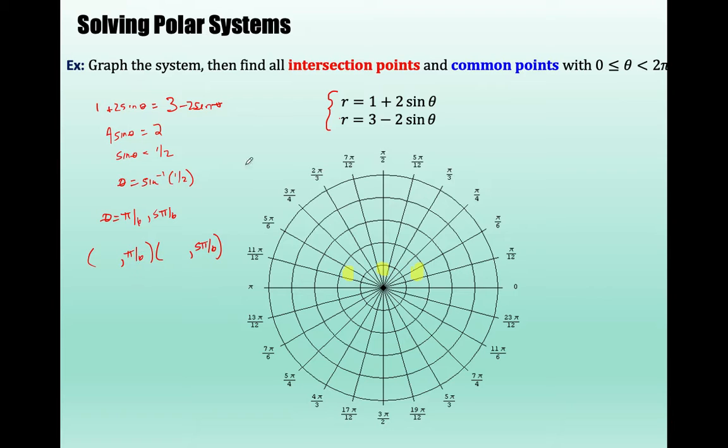What is the radius? We'll plug in pi over 6 to either equation and you're going to get the right radius. Pi over 6, sine of pi over 6 is 1/2. 2 times 1/2 is 1. 1 plus 1 is 2. Sine of 5 pi over 6 is also 1/2. 2 times 1/2. Or if I put it here, pi over 6, 1/2, 2 times 1/2 is 1, and 3 minus 1 is 2. So these are my points of intersection.